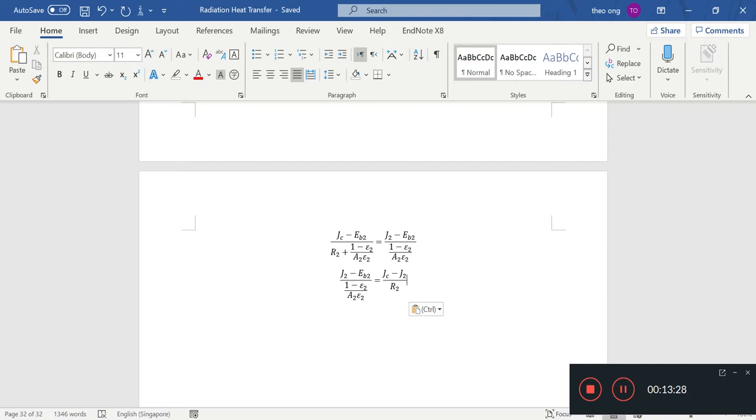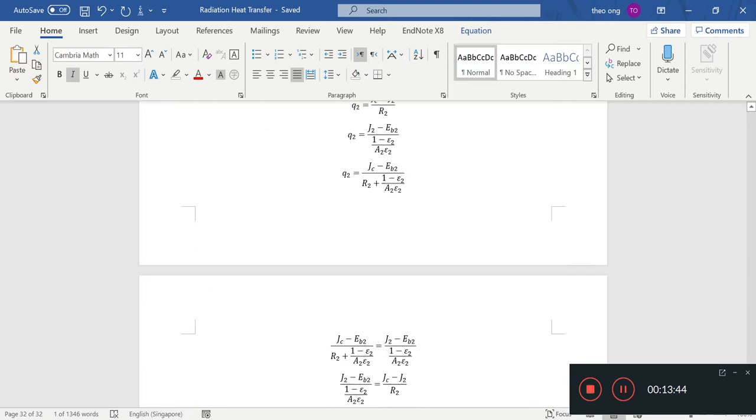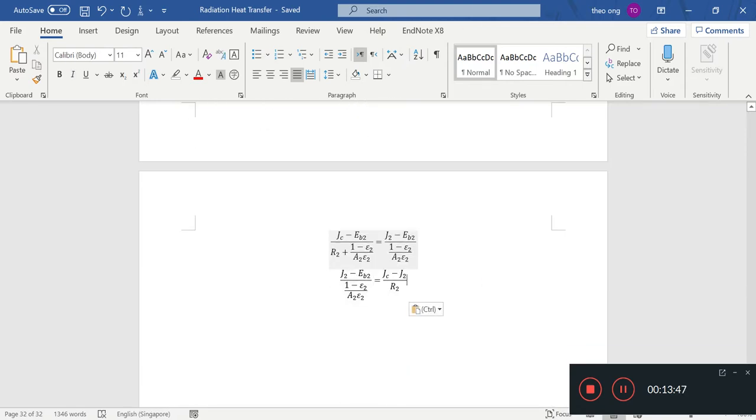So let's make JC the subject, because we want to find out JC, because JC will help us to determine all the other heat flux, right? So let's make J2 the subject here, so as to eliminate it. So let's go.